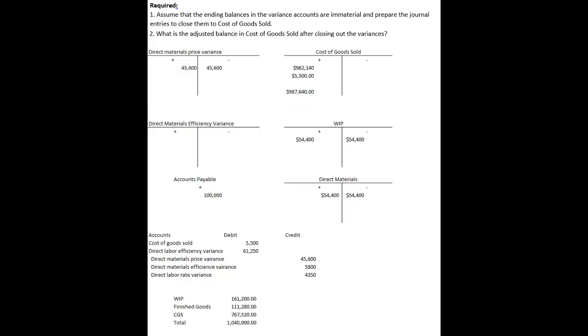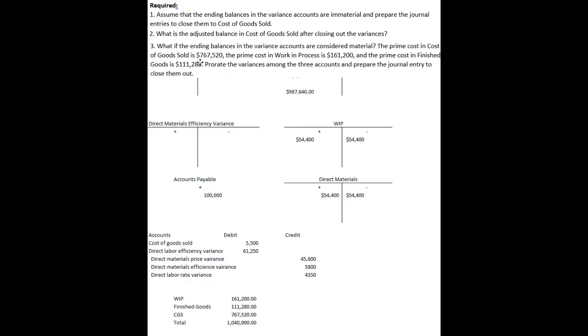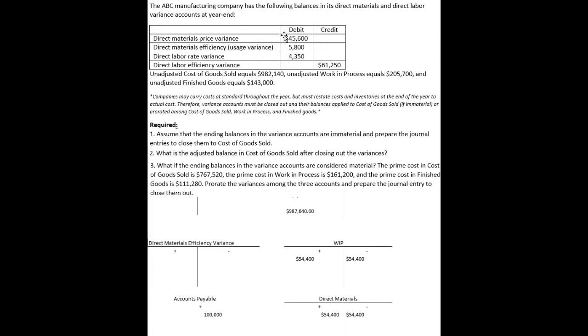But I'm going to go ahead and pull in the third requirement here that says, okay, let's pretend that the variance accounts, the differences here, are material instead of immaterial. And we're told what the prime cost is of cost of goods sold, and the prime cost of the work in process, and the prime cost of the finished goods. And the prime cost, remember, is what it takes to get the product started, which of course would be direct materials and direct labor, and we're not dealing with overhead in this problem. So that's why I left out the overhead costs.